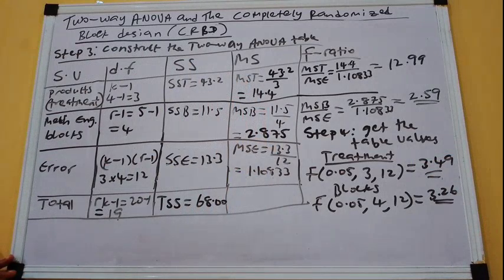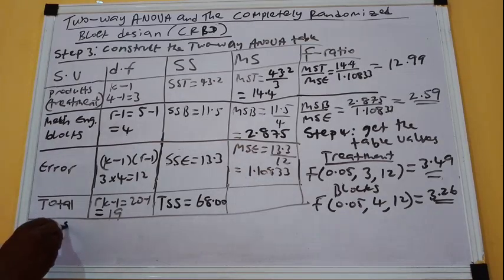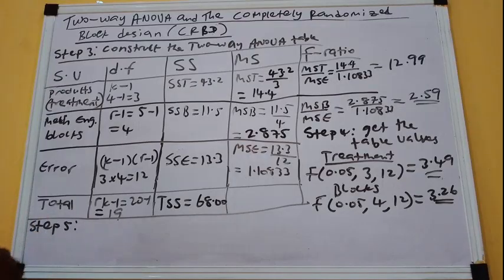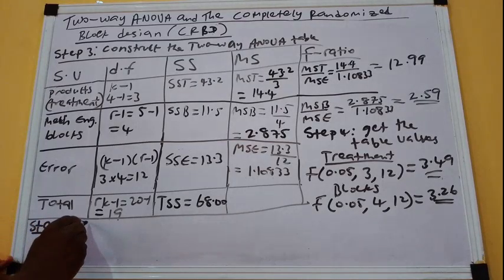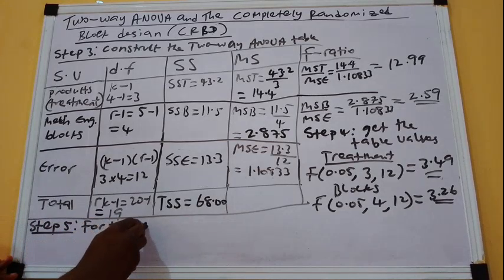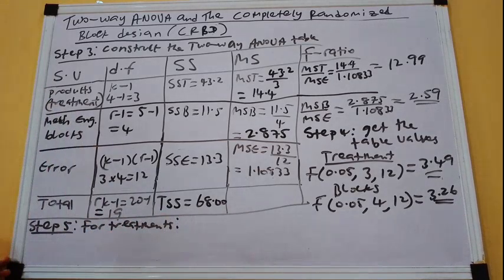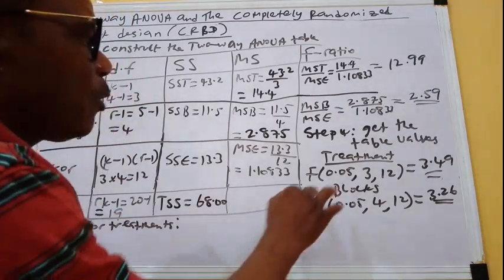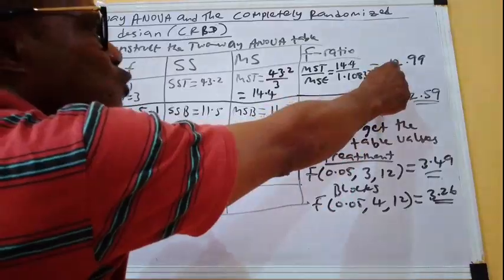So step 5, you are going to decide and conclude. Now for treatment, look at the decision we are going to make. Now we say that if the calculated value is greater than the table value, we reject H0. So the judgment for treatment is that, what is the calculated value for treatment?